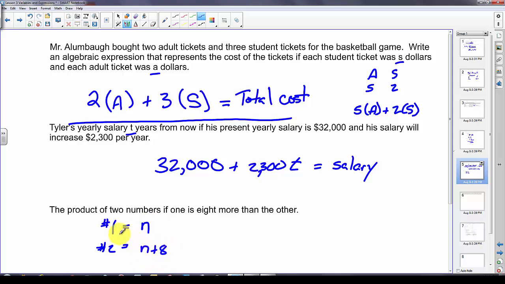And it says find the product of these 2 numbers. Well, if this is the first number and this is the second number, and I'm talking about a product, I'm going to multiply those 2 quantities together. So N times the quantity of N plus 8 is going to be my answer.